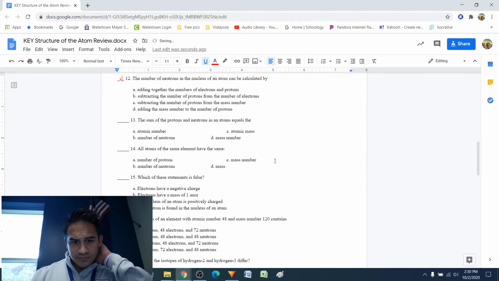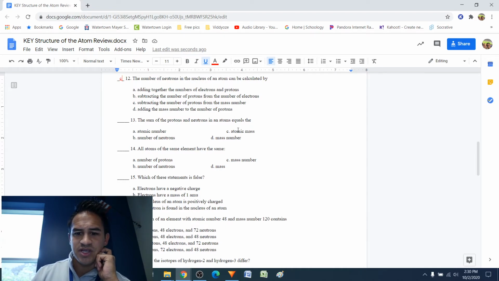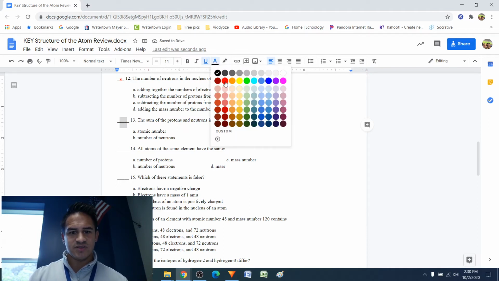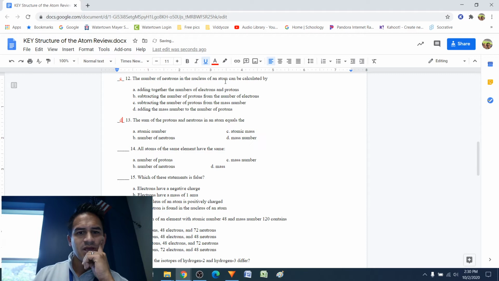All right, number 13. The sum of the protons and neutrons in an atom equals the... So adding together the protons and neutrons is going to give us our mass number. This one is going to be letter D. This is basically very similar to the previous question we just answered. It's on the same concept.